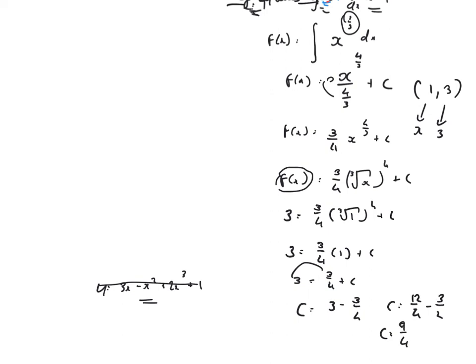I can now write the function out. So f of x is equal to 3/4 of x to the power 4 over 3 plus my constant of integration, which is 9/4. Final answer.